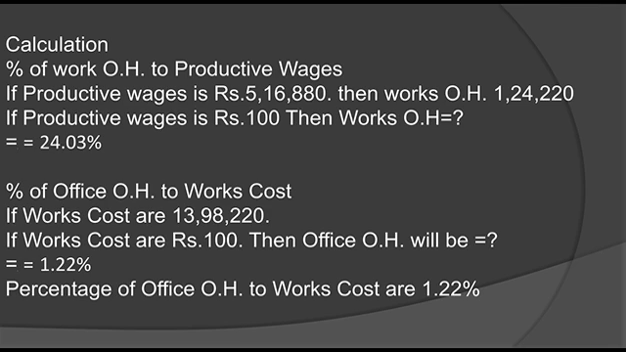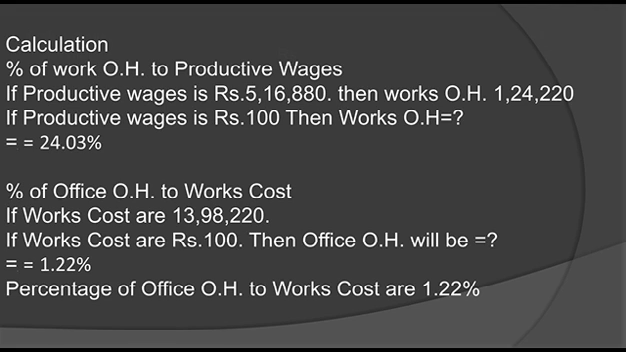Now in the similar way, percentage of office overhead to works cost we can calculate. To calculate this, if the works cost is rupees 13,98,220, if works cost is rupees 100, then the office overhead will be 1.22, that is office overheads divided by works cost multiplied by 100. So its percentage will be 1.22%.